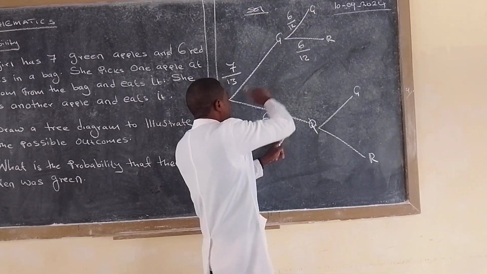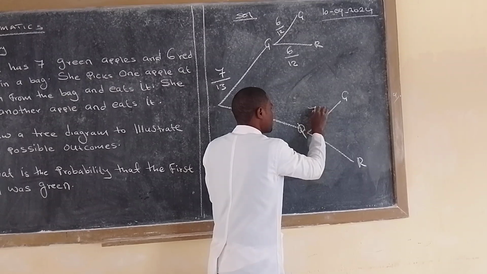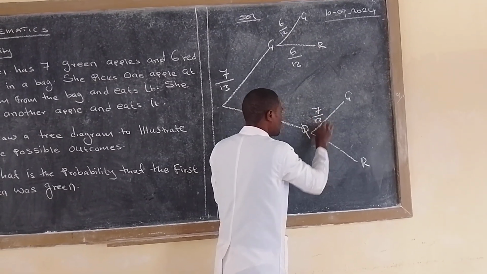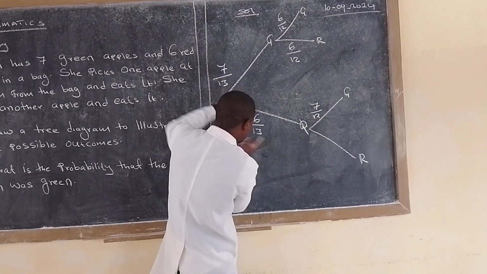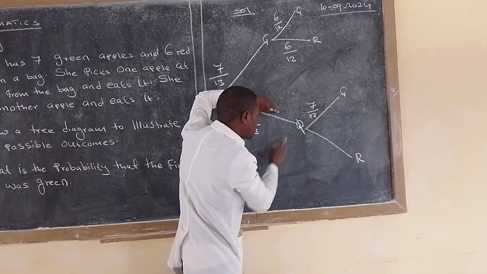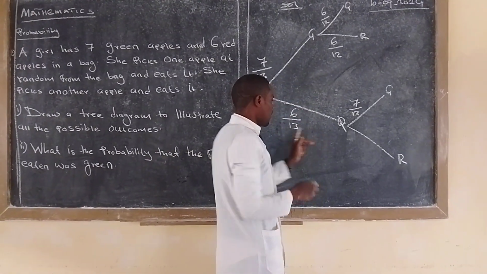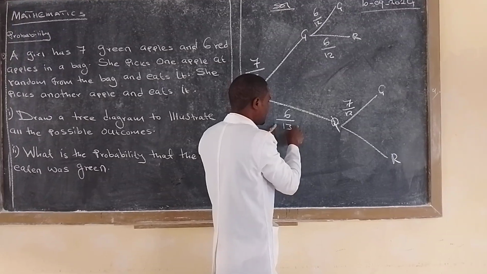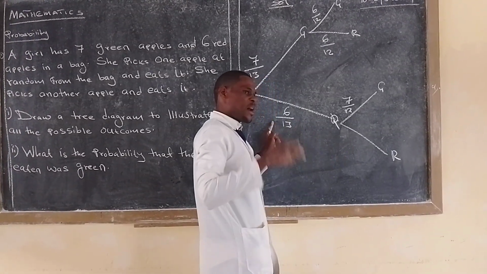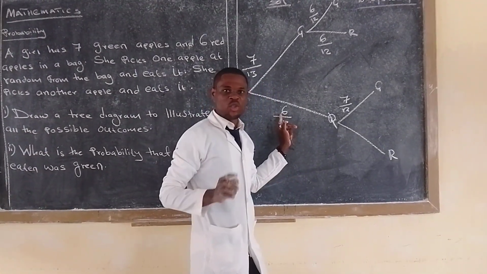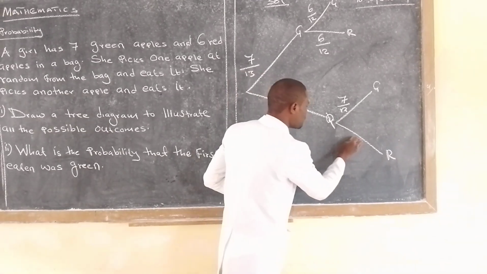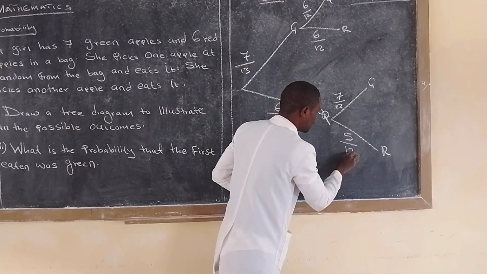Now, again, the main branch here is the red apples. It means that the number of green apples is going to remain 7 over 12. Now the main branch here is the red apples. So we assume that the apple which was taken, or which was eaten, was a red apple. So now it means that the total number of red apples is going to be reduced. So now it will be 5 over 12.